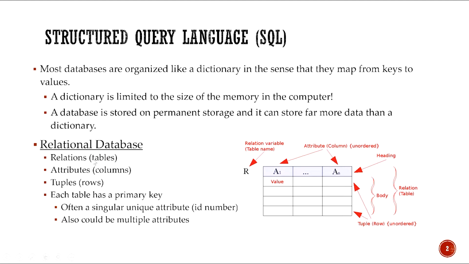When we say how many records we have, we are referring to the number of rows. So tables are equivalent to relations. Columns and attributes are the same, and rows and tuples are the same as well. Each table has a primary key. It's like a unique identifier for each record, often a singular unique attribute or ID number. It also could be multiple attributes.